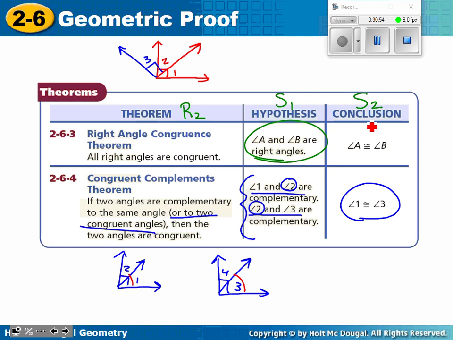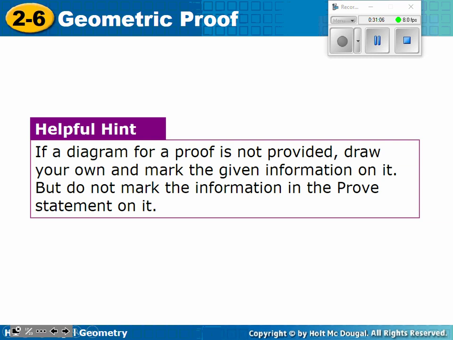Are we good so far? Okay, because notice what's coming up. Do you see on the next example down below that we have a completely all by ourselves proof, right? Okay. Really quickly though, in this little helpful hint, I've already said this, but I'm going to emphasize it again. In a diagram, if a diagram for a proof is not provided, that means if they haven't given you a picture, you should probably draw yourself a picture. But we've been doing that all along so far. And mark the given information on it.